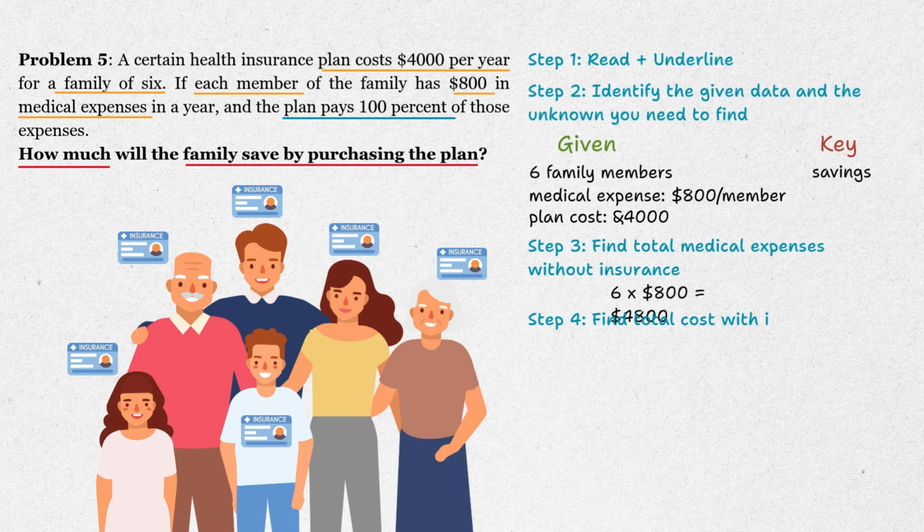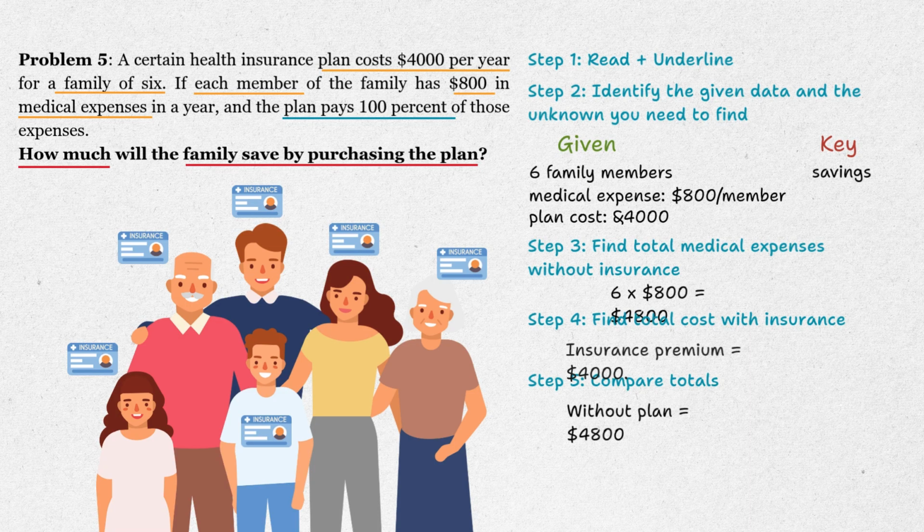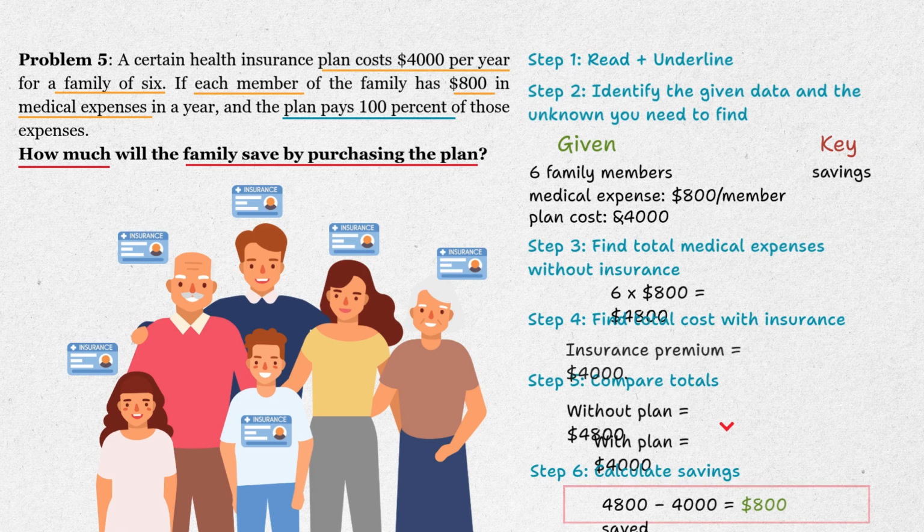Next, find the cost with the insurance plan. The plan costs a flat rate of $4,000 per year. Write that down. Insurance premium equals $4,000. Now we compare the two totals. Without the plan, the family pays $4,800. With the plan, they pay $4,000. The difference between these two numbers is the amount they save. Subtract 4,800 minus 4,000 equals 800. That means the family saves $800 by purchasing the insurance plan. Go ahead and write that answer clearly in your notes.